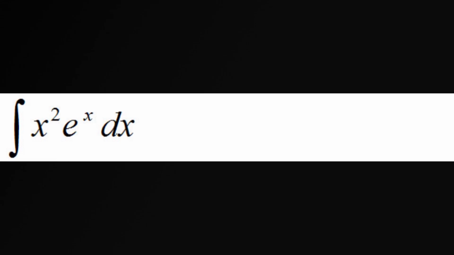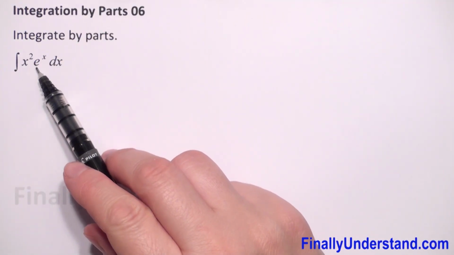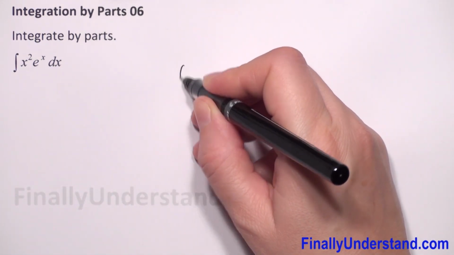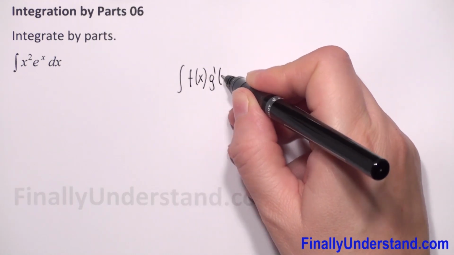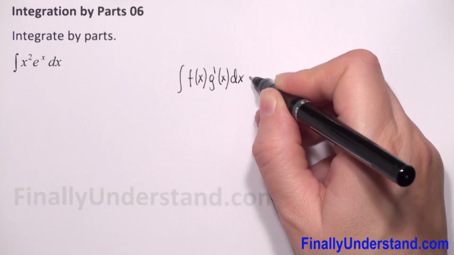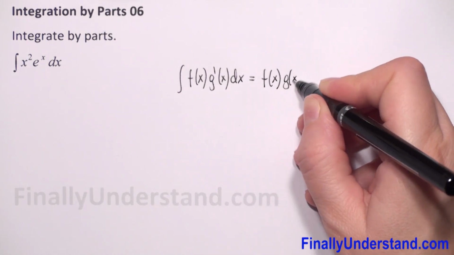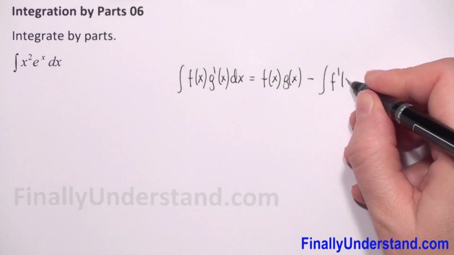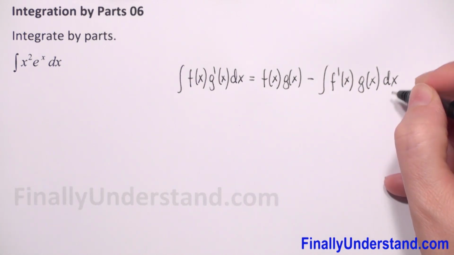First, let me remind you of the formula for integration by parts. When we have a multiplication like here, where we have x squared times e to the power x, we can use the formula: the integral of f of x times g prime of x with respect to x is equal to f of x times g of x minus the integral of f prime of x times g of x with respect to x.